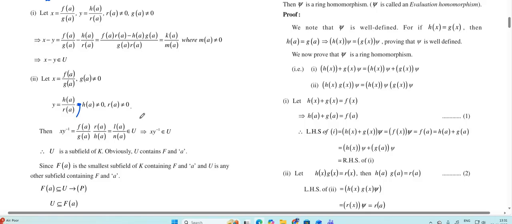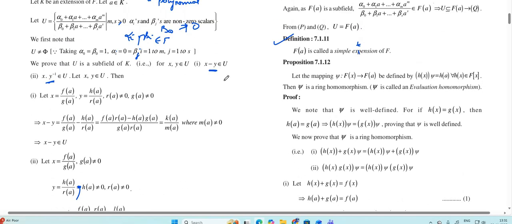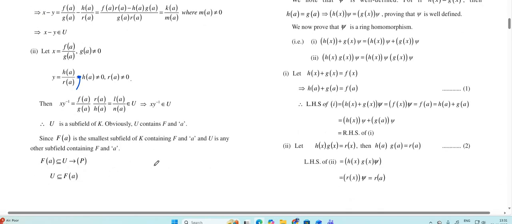Now, this proof is not given in Herstein, and from the examination point of view it is not at all needed. But still, just to know that it has various descriptions, this is discussed. Now, let U be a subfield of K containing both F and A. Since F of A is the smallest subfield of K containing both F and A, the smallest must be contained in any other. So you name that as statement P.